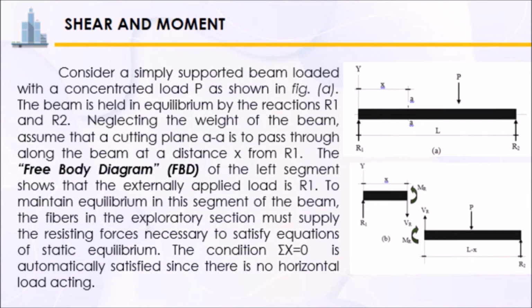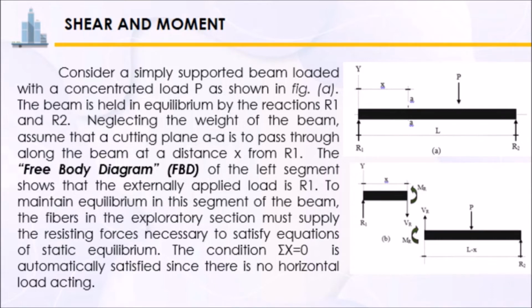So, consider a simply supported beam loaded with a concentrated load P as shown in figure A. So, the beam is held in equilibrium by the reactions R1 and R2. Neglecting the weight of the beam, assume that a cutting plane AA is to pass through the beam at a distance x from R1. The free-body diagram of the left segment shows that the externally applied load is R1 to maintain equilibrium in this segment of the beam.